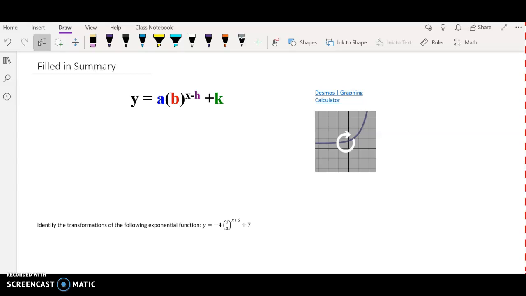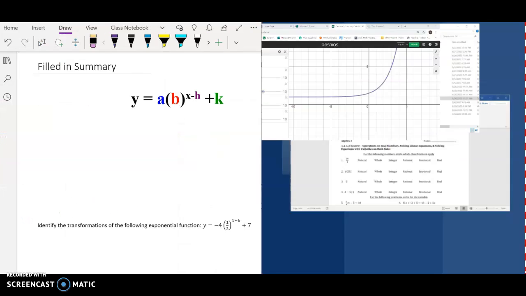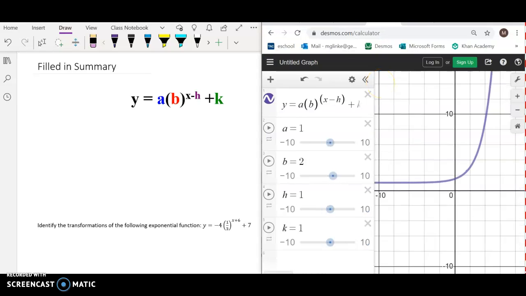Hello, today we're going to go over all of these different parts of an exponential graph. We want to know what A, B, H, and K do to the graph. So I'm actually going to go ahead and show on half of my screen this graph to the right. And what we can do is start moving around the A values, and this is what you were supposed to do with your exploration up above.